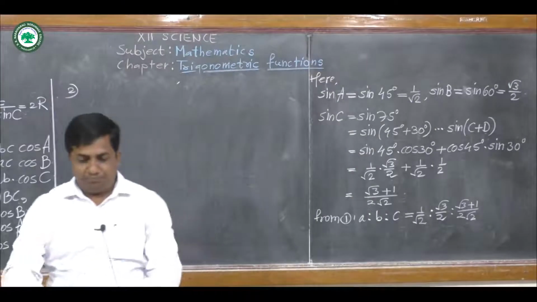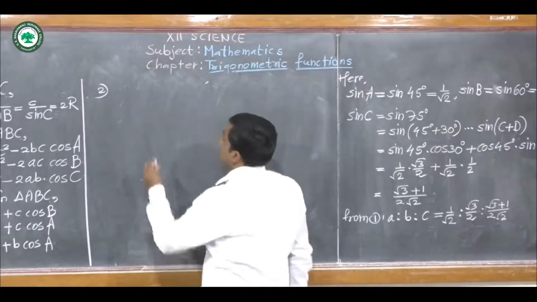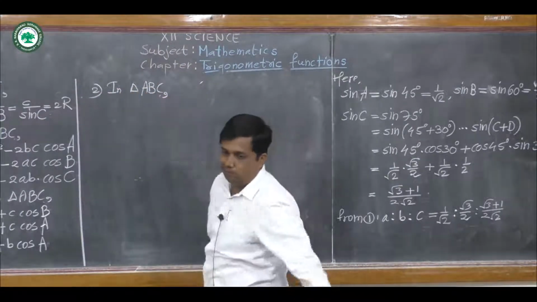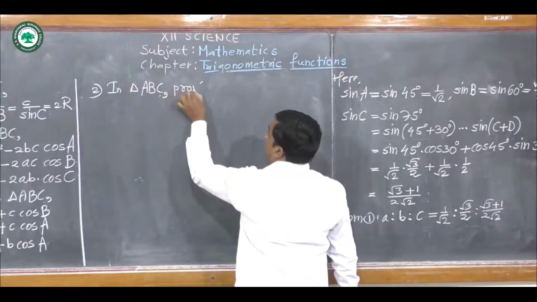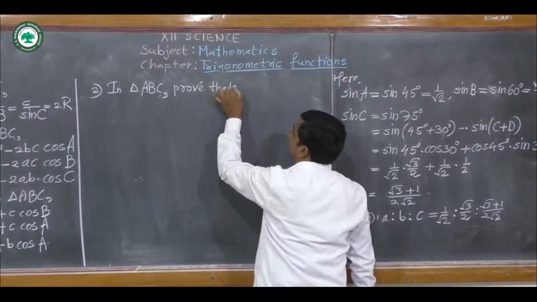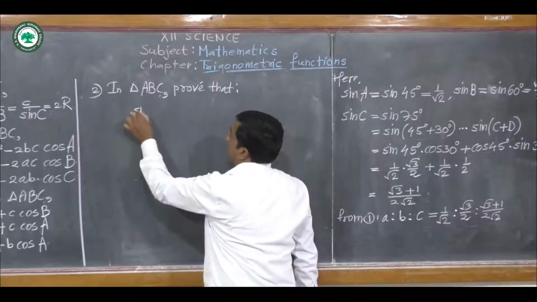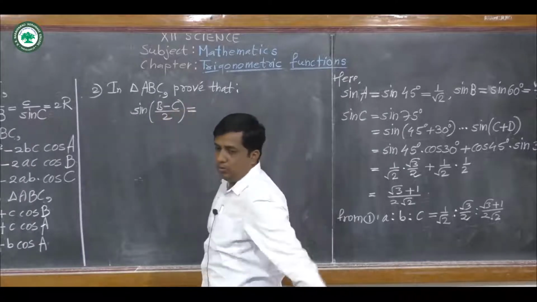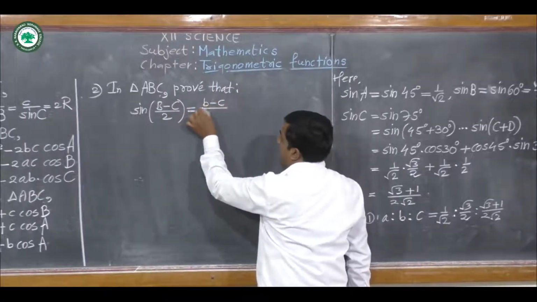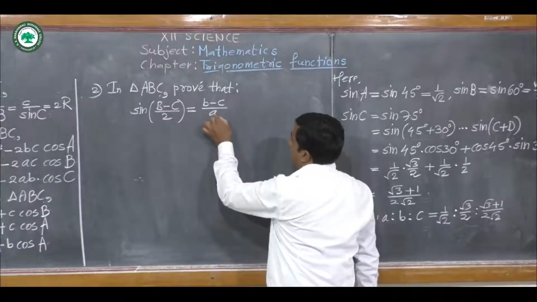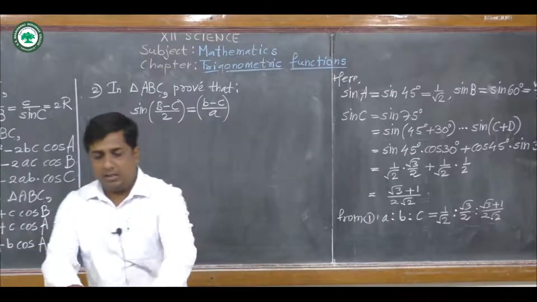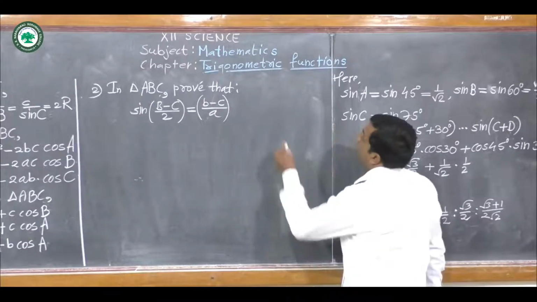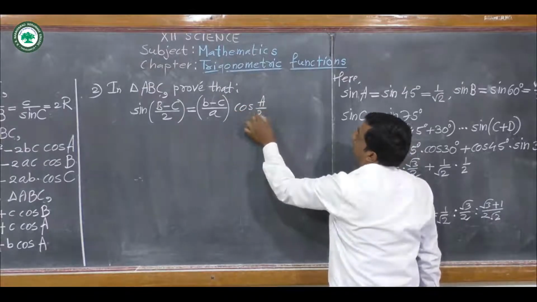Okay, let us consider another example. Second example: in triangle ABC, prove that the given relation holds: sin of (B minus C) upon 2 is equal to (b minus c) upon a into cos of A by 2.